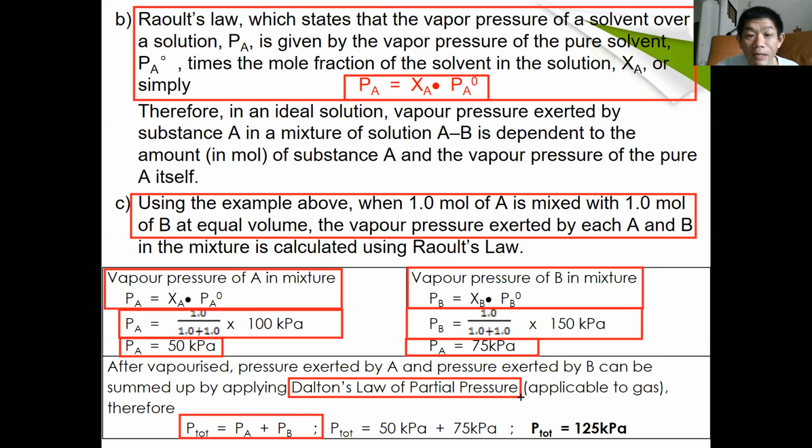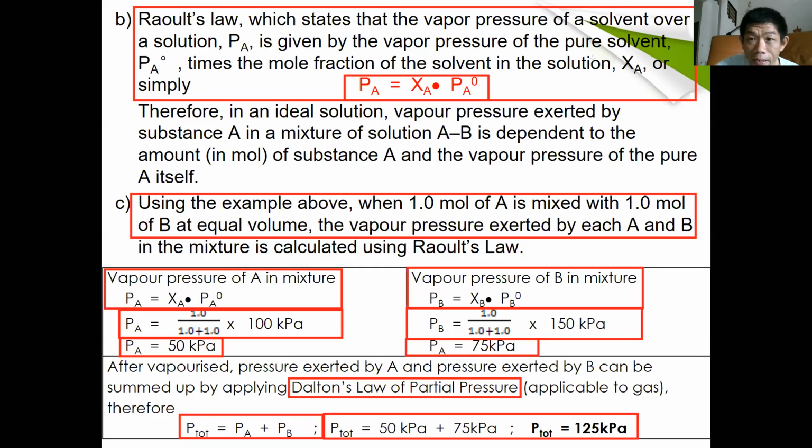If you still remember, Dalton's law of partial pressure stated that the total vapor pressure in a mixture is equal to the summation of the partial pressure exerted by each individual gas. As we described just now, vapor pressure A is 50 kilopascal, vapor pressure B is 75 kilopascal. So the total vapor pressure in here is 125 kilopascal. So in short, this is a mixture of two different law applications in here.